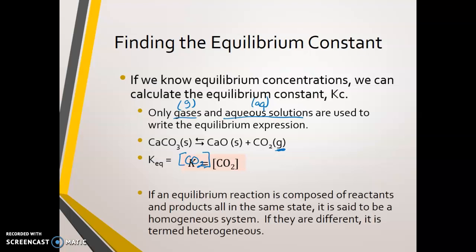If an equilibrium reaction is composed of reactants and products all in the same state, then it is said to be a homogeneous system. If they're different, it is termed heterogeneous.